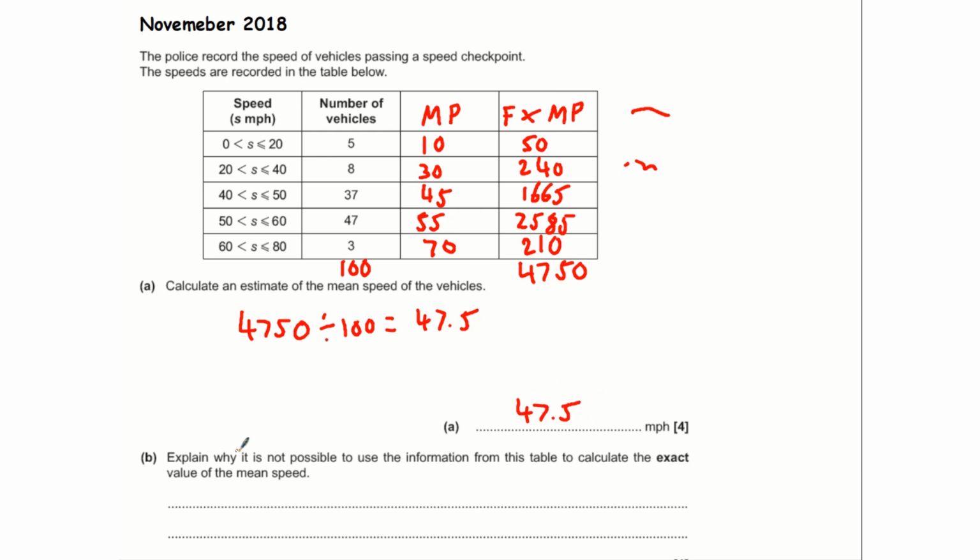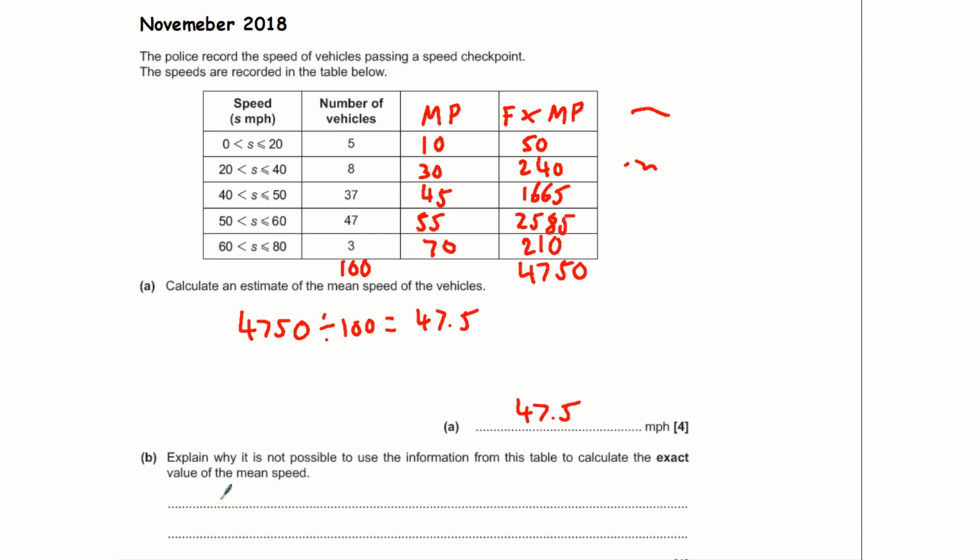So, explain why it is not possible to use the information from this table to calculate the exact value of the mean speed. Well, to calculate the exact value of the mean speed, I would actually need each speed of the vehicles instead of just a range of values that they could have been going. So all 5 of these cars could have been going 1 mile an hour, or they could have all been going 19 miles an hour, or they could all be going something different. But we're not actually given exact values of how quickly these cars are going.